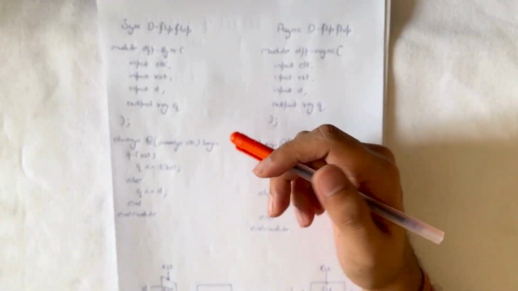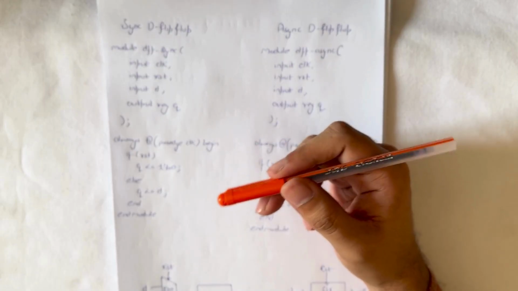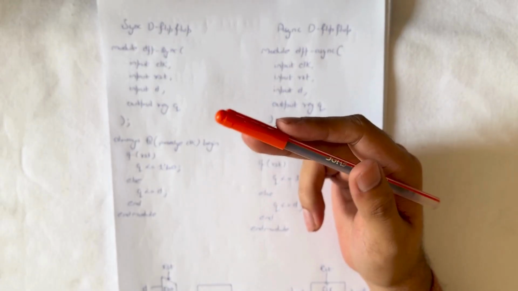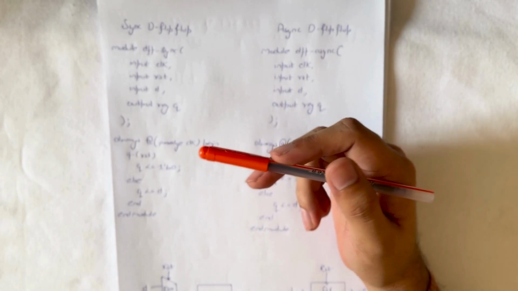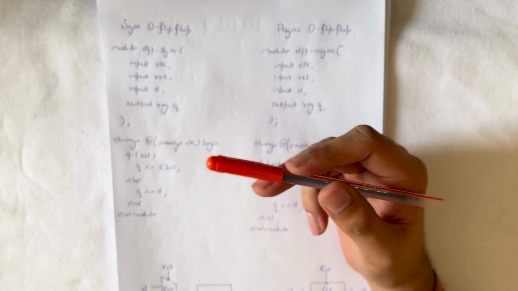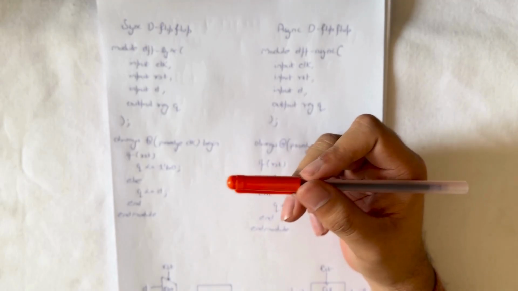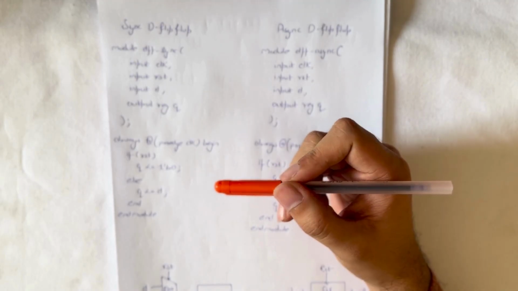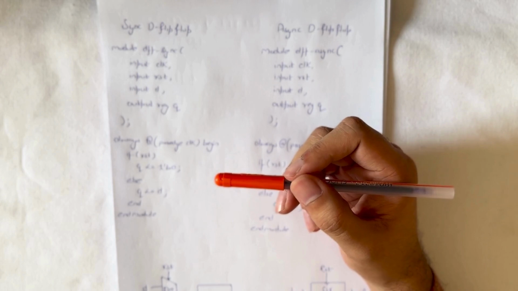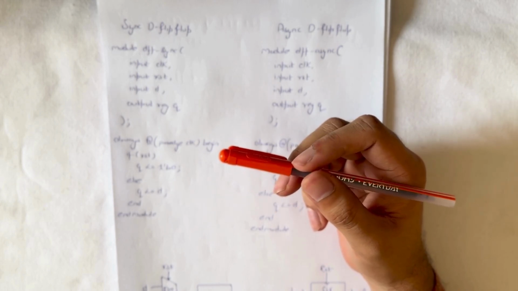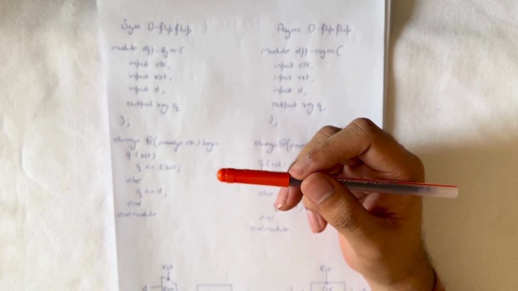Before writing the code, let's understand two common types of reset used in flip-flops. The first one is synchronous reset. Here the reset only takes effect during the clock edge. The second is asynchronous reset. In this case, the flip-flop resets immediately when the reset signal becomes active, regardless of the clock.